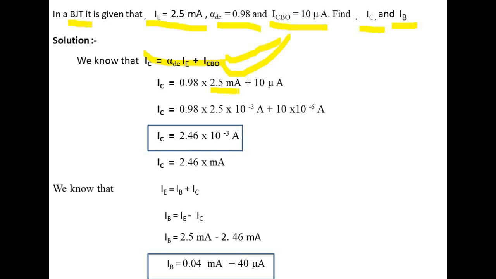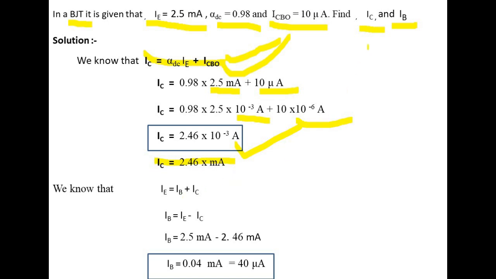into 2.5 milliampere plus 10 microampere. That is, we get IC is equal to 0.98 into 2.5 into 10 to the power minus 3 ampere plus 10 into 10 to the power minus 6 ampere. After solving, we get IC is equal to 2.46 into 10 to the power minus 3 ampere. That is, we get IC is equal to 2.46 milliampere.